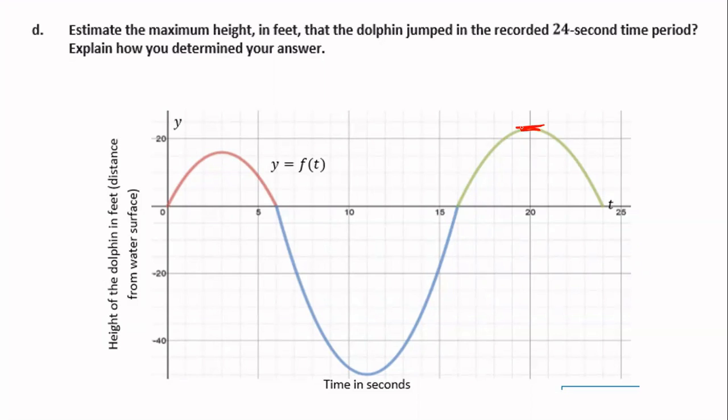So what does that look like? 20, what are these by? 5, 10, they're by 5, so maybe 22, 23, somewhere in there. I would have accepted 22 or 23 feet. That's really high. That's over a 2-story building. That's like a crazy steroid dolphin.